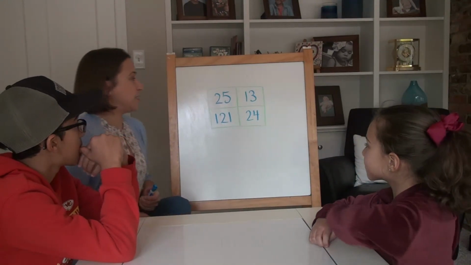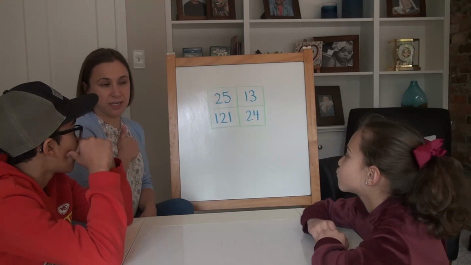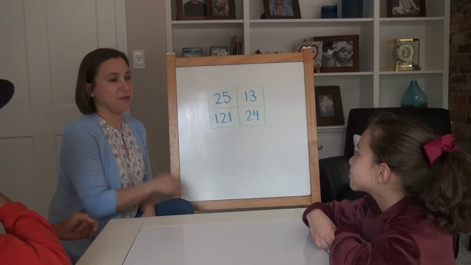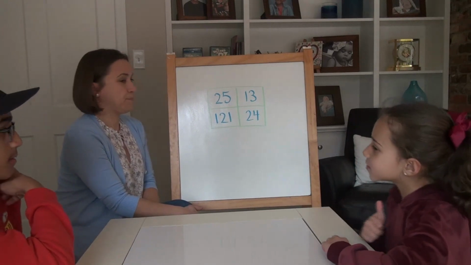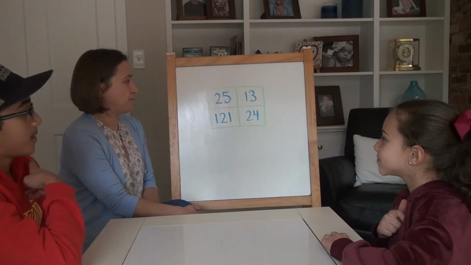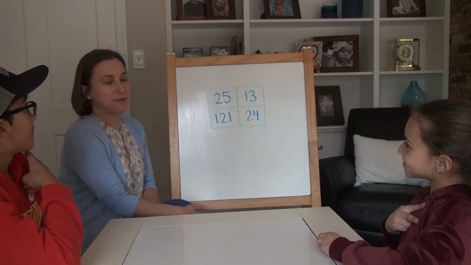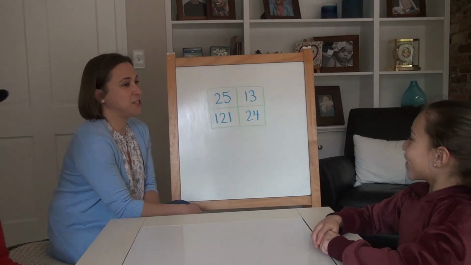Okay. All right, let's get started. When you have an answer, you can give me a thumb to your chest. If you have a second number that you think might not belong, you can give me a second finger up. All right, Reagan, you can go first. Which number do you think doesn't belong?